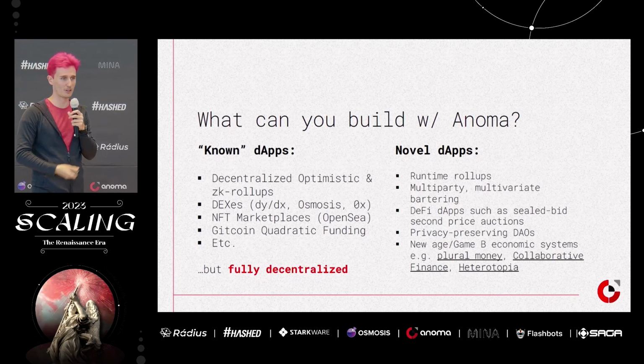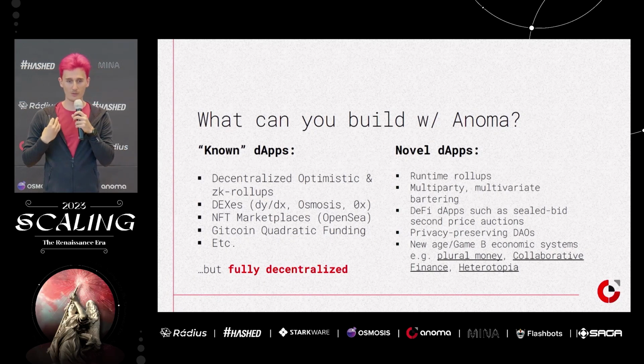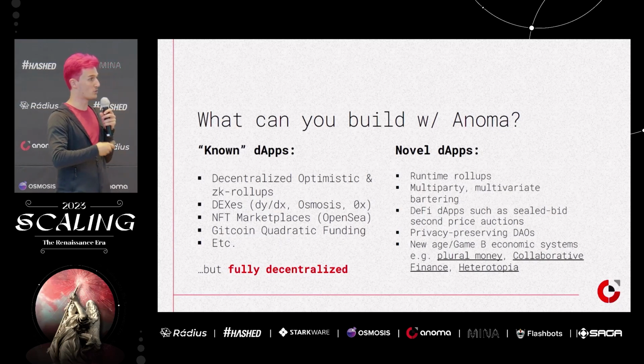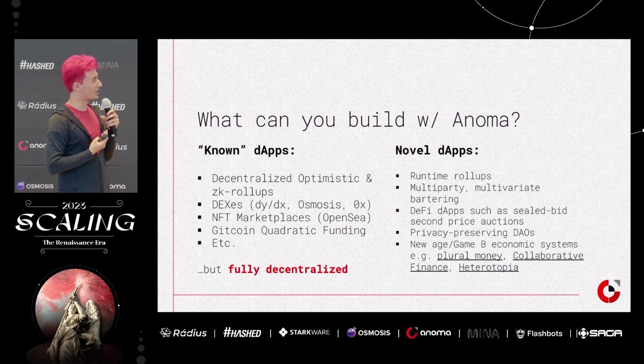Like, they don't have to pick between the green rollup and the red rollup. They can just go, I care about the security model, and which one do I care about? And then whatever is the next rollup block that is being proposed is just being executed and the user's in it. Yeah, you can build multi-party, multivariate bartering.